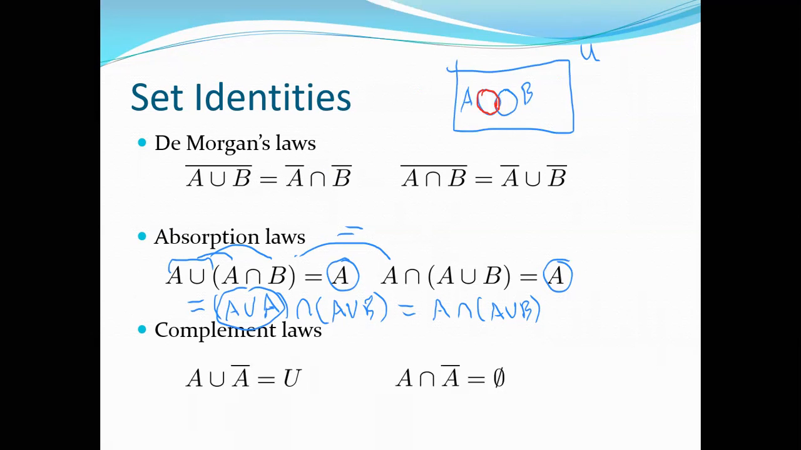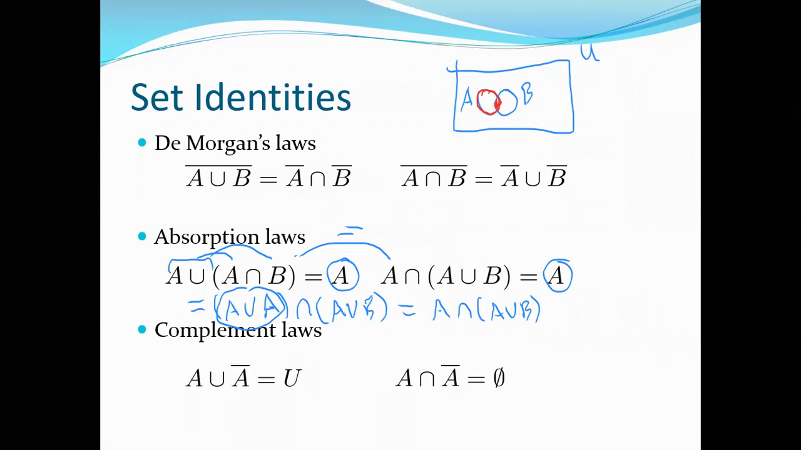It's that little football shape in there, yes? It's right here, okay? So am I getting anything new by unioning A with A intersected with B? Am I getting anything new at all? No, I'm just right back at A. Okay, what about A intersected with A union B?